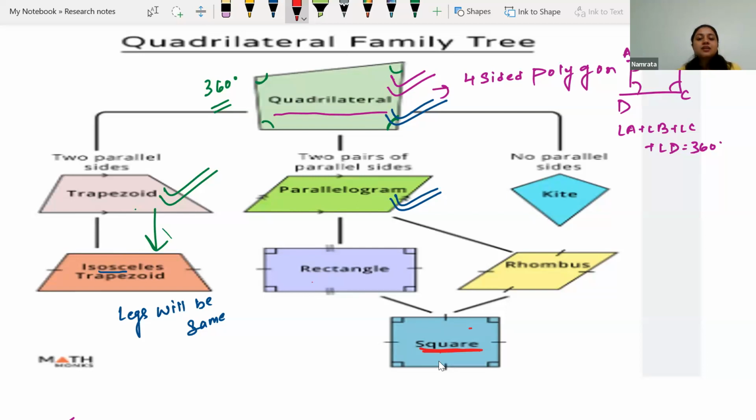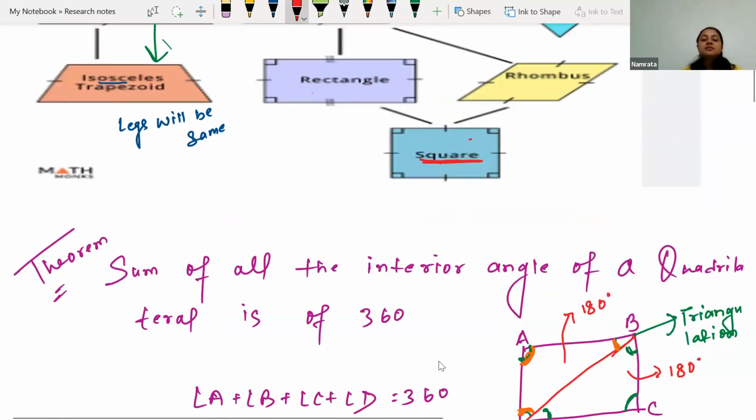Yes. Are you getting it? So square is going to follow all the properties of each and every previous member. Okay, now we are left with kite. Now this kite is quite different from other members of this family. Let's draw the kite.